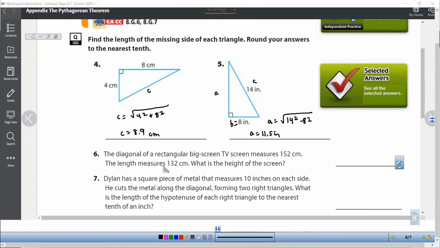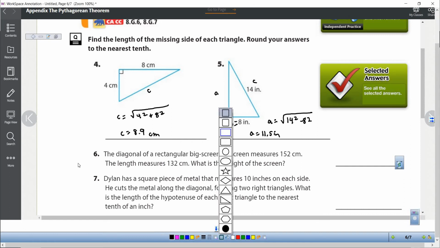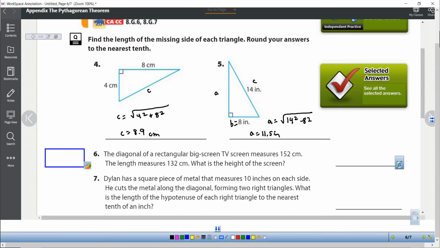All right, what about this one? The diagonal of a rectangular big screen TV measures 152. The length is 132. What is the height of the screen? All right, so let me go ahead here and make a rectangle. Well, that one's a square, which, by the way, is a rectangle, but we don't know for sure that it actually is going to be. Okay, now I think we got it on a rectangle. There we go. Okay, and then I've got the diagonal that cuts across right here.